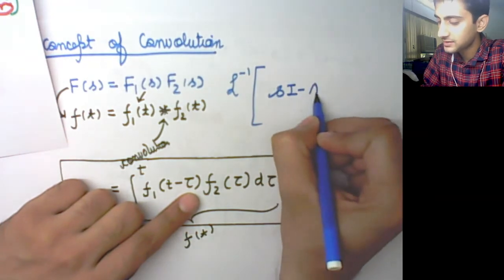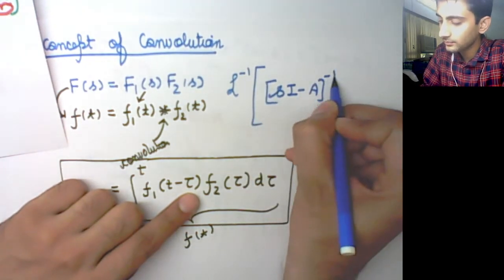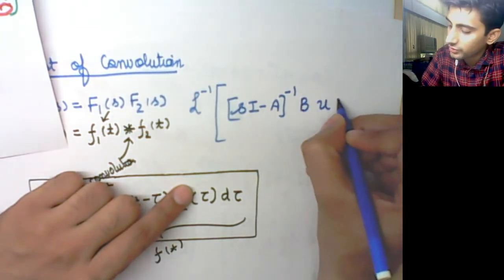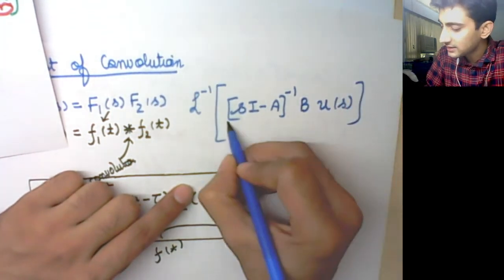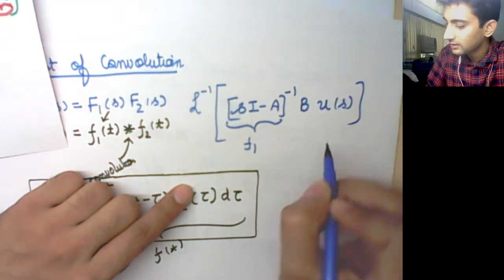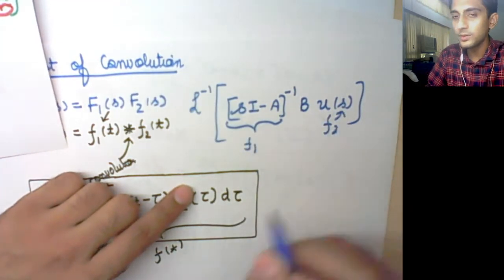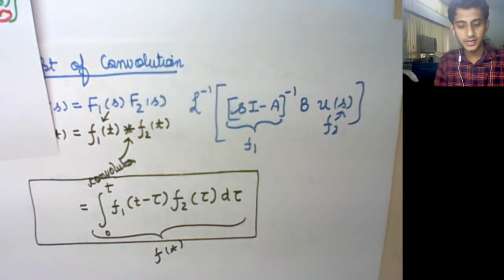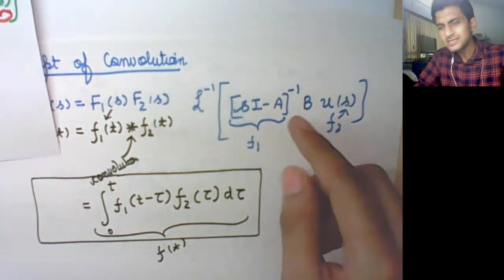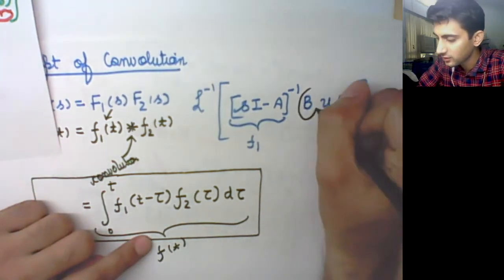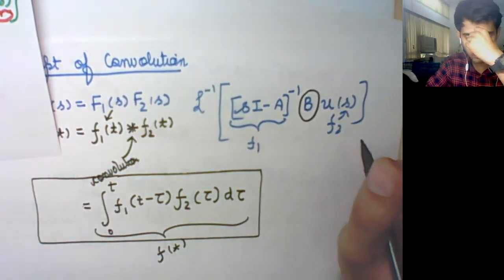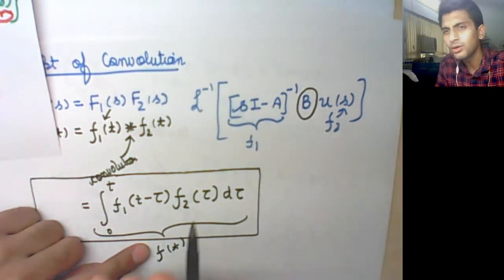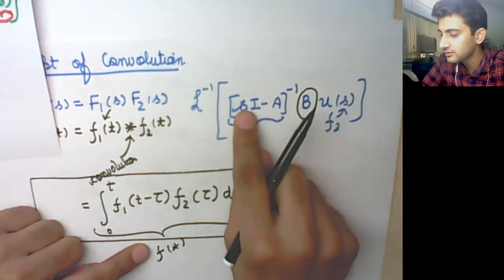So when I am saying that you have to take the Laplace inverse of (sI minus A) inverse into matrix B into U(s), actually this is our f1 and this is our f2. So U(s) is our f2, and (sI minus A) inverse is our f1. B is a constant, it is just a matrix. We are not worried about B, but definitely we need to take care of f1 and f2.